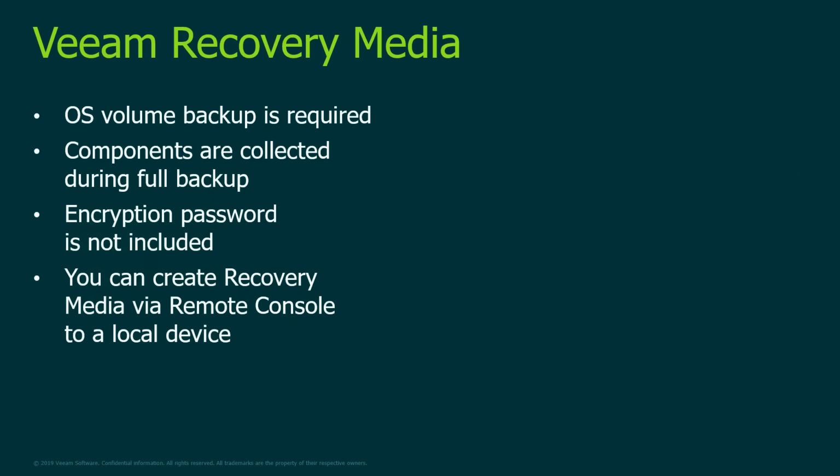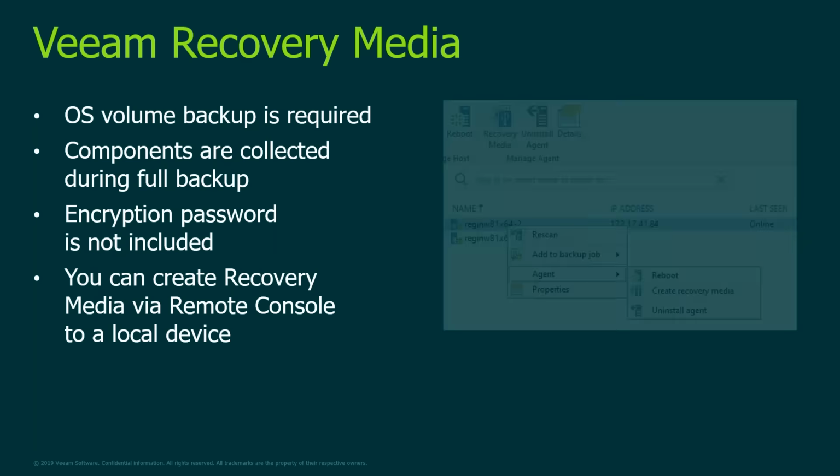And the recovery media is one of those things that really makes this happen. So for the Windows agent, we do require an OS whole volume backup. And then during that, the components needed to make the recovery media are collected. If you're going to do a recovery of an encrypted backup, you'll have to have your password, because as we build a recovery media, we don't embed that password. And then you can create that recovery media from your console.